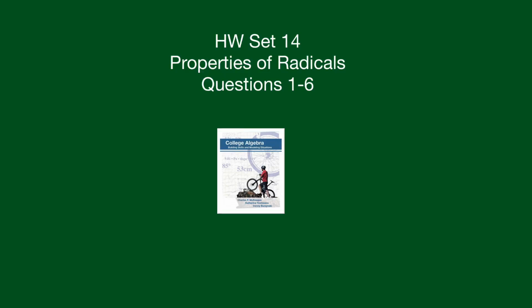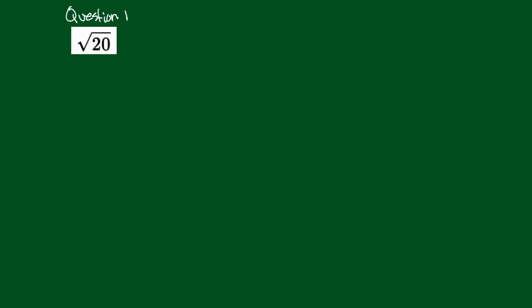This is homework set 14, properties of radicals. Question 1 asks us to compute the square root of 20. Now there is no whole number that I can square to get 20. Maybe with a fraction or decimal, but no whole number. But I can do this.